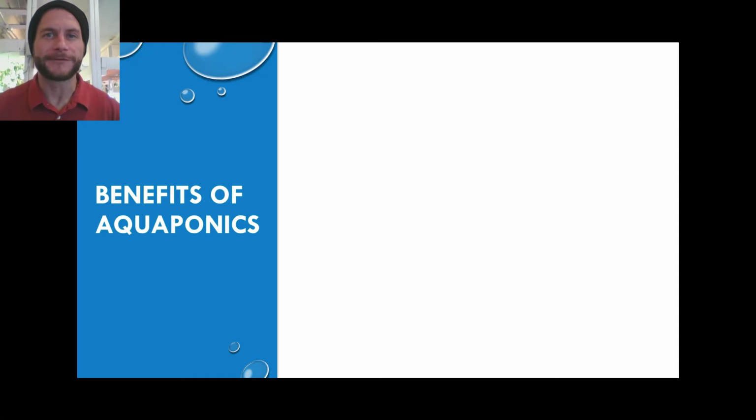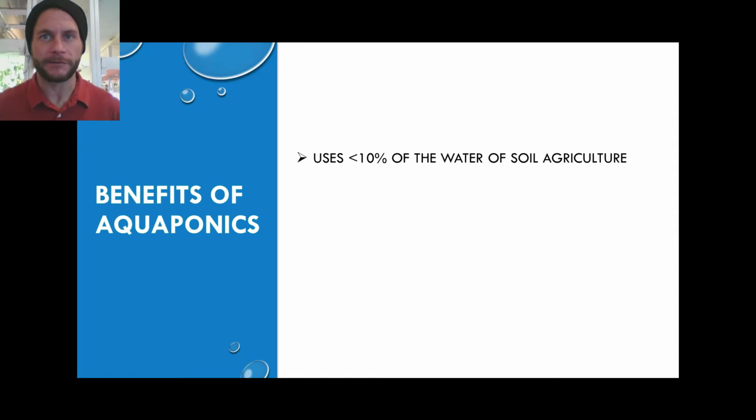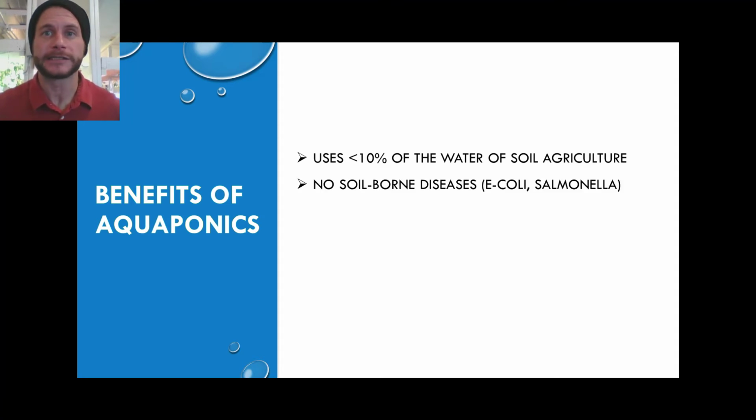So what are some of the benefits of aquaponics? Well, aquaponics uses less than 10% of the water compared to traditional soil agriculture. And we will soon learn how that came to be when Dr. James Rakocy started to develop aquaponics models at the University of the Virgin Islands. We see that there are no soil-borne diseases because there's no soil. Things like E. coli and Salmonella are unable to grow in the gut of a fish, so we're further able to reduce the potential for those soil-borne diseases.